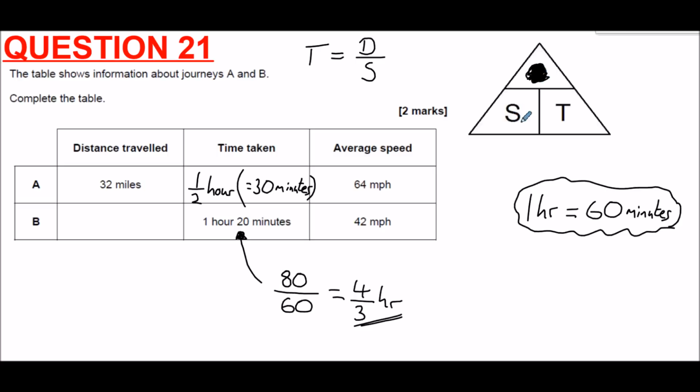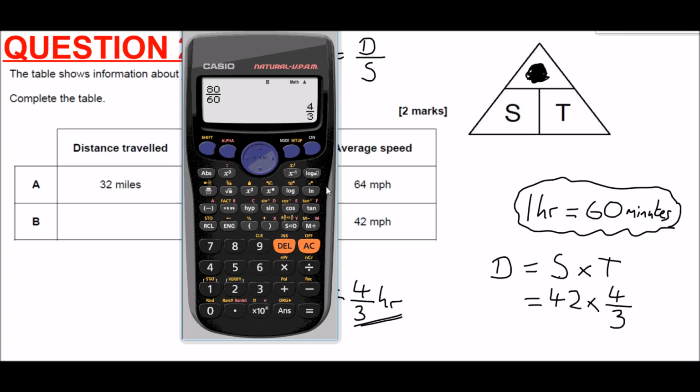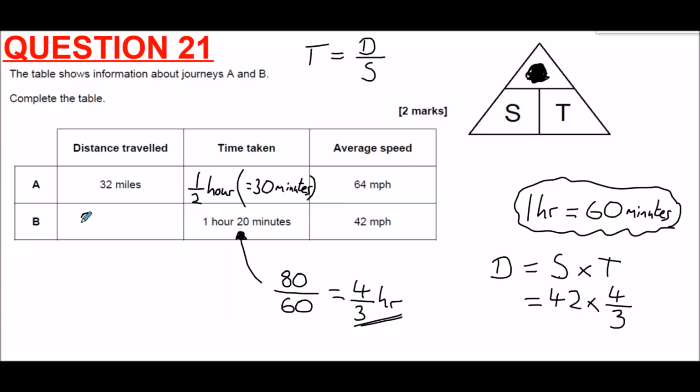Got speed and time next to each other. Two things next to each other in maths with no instruction will always mean one multiplied by the other. And so the speed is 42. The time in hours is 4/3. So 42 multiplied by 4/3 is 56. And so that would be 56 miles.